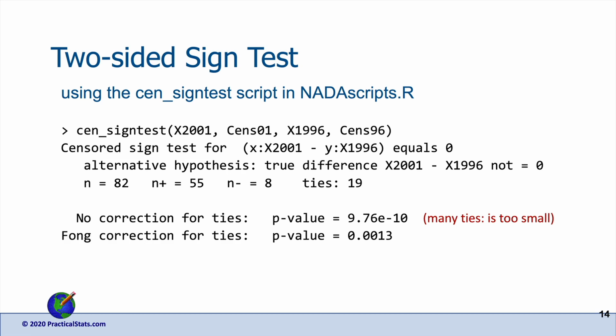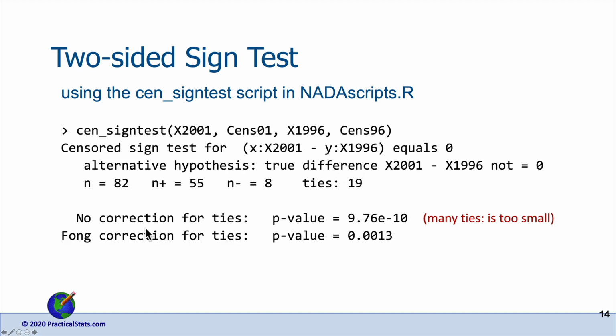So back to the mercury data now. There were 82 rows. 55 of those showed a plus sign, where 2001 was higher than 1996. 8 of those rows showed a negative sign, where 1996 was higher, and 19 were ties. A lot of those were due to the less than values, the nondetects, in one or both of the columns. So this is a fairly large proportion of ties.